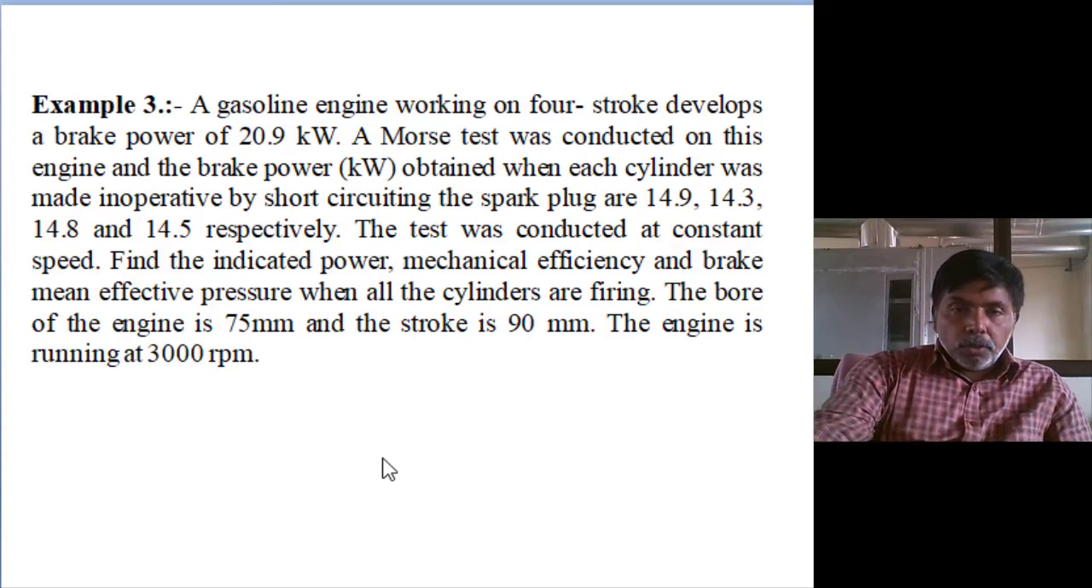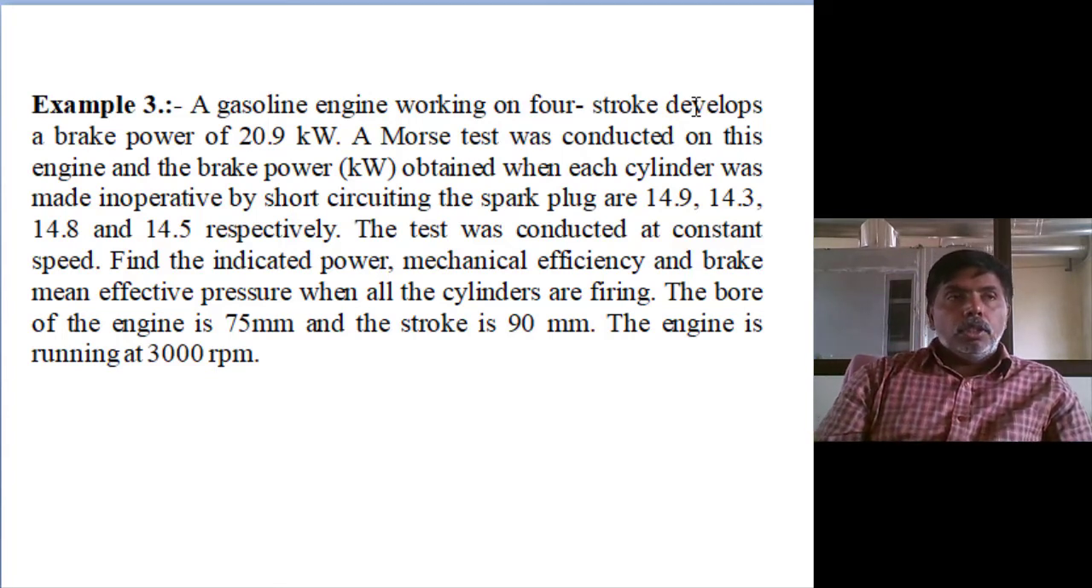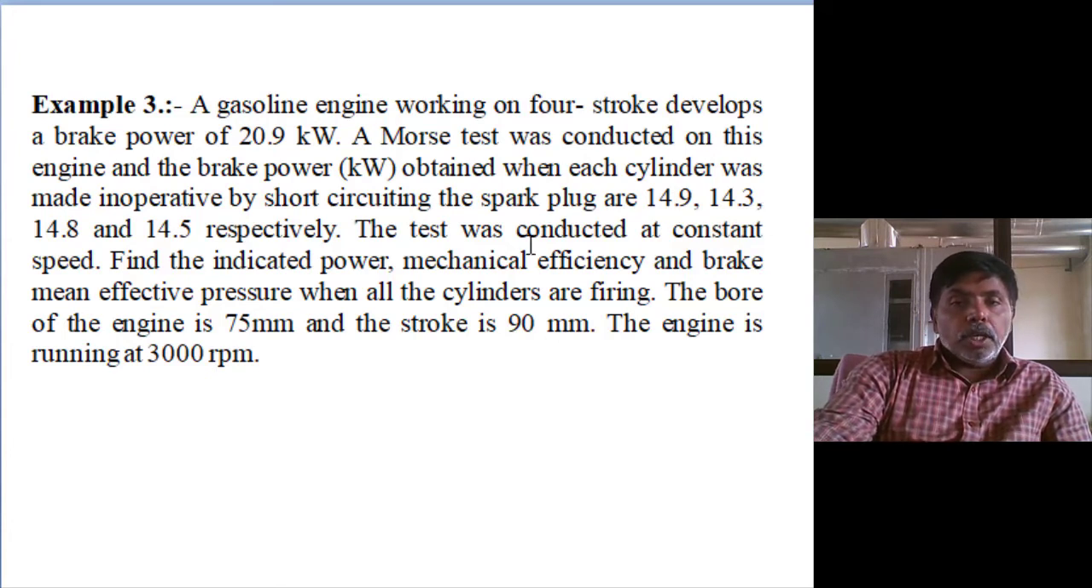So we want to know the number of power strokes. A gasoline engine working on 4-stroke, they mentioned. So 4-stroke means the number of power strokes equals speed by 2. So 3000 rpm means 1500 power strokes. Second, how many cylinders? Directly it is not mentioned, but we inoperated the cylinders 4 times, which means a 4-cylinder engine. So the number of cylinders is 4. This is indirectly given in the problem.